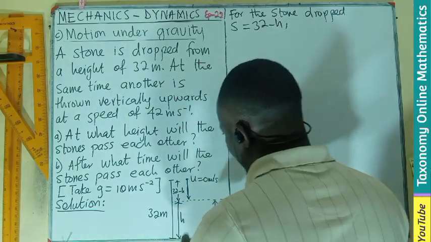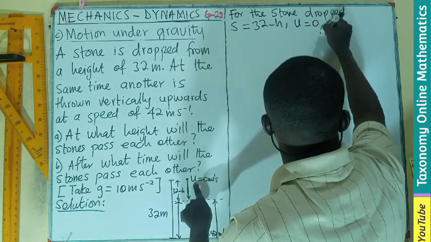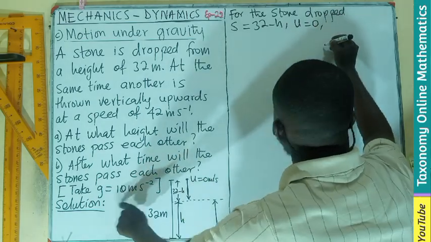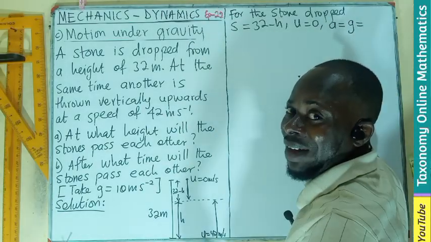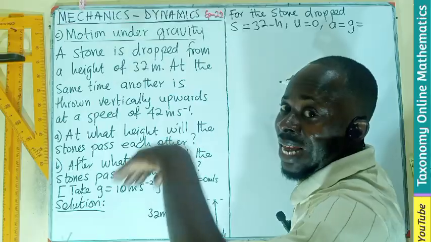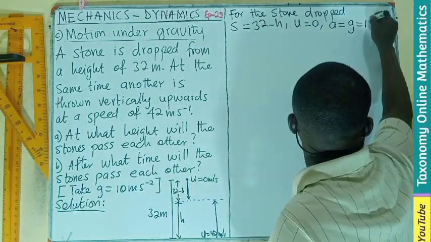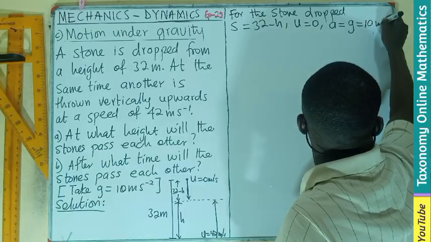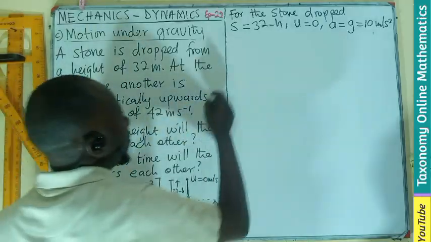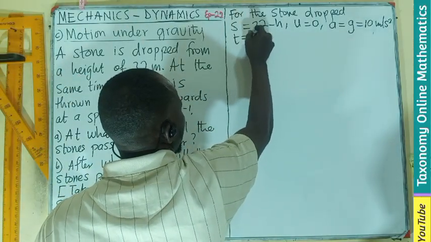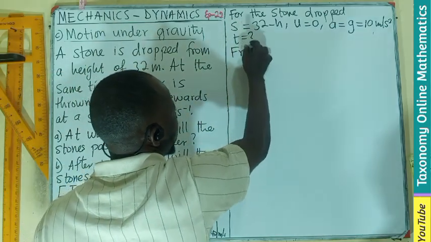What information we have will be u is 0. Let me just leave it that way. Okay, we have acceleration, which is the same as the gravity because it is moving in the direction of what? The acceleration is moving in the direction of the force of gravity. So that still remains 10 meters per second squared. What else is needed? The time. Time is also unknown.